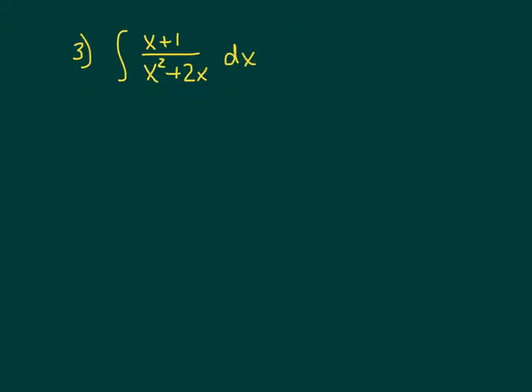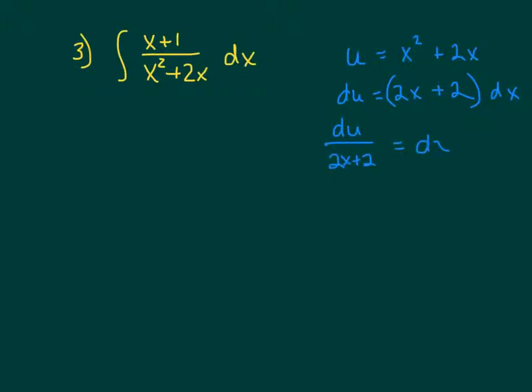Okay, so off to the side, I'm going to go ahead and set my denominator as my u value. So u is equal to x squared plus 2x. All right, now go through the process. du equals 2x plus 2 dx. And I'm going to divide that whole thing away to solve for dx. So I'd have du divided by 2x plus 2 is equal to dx.